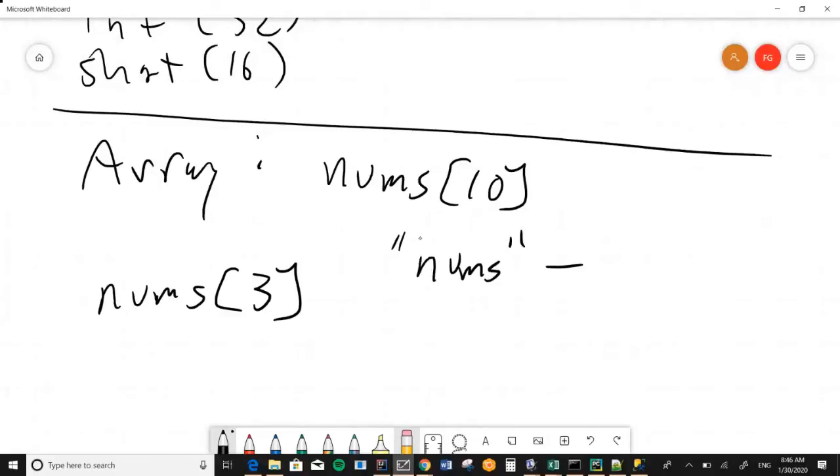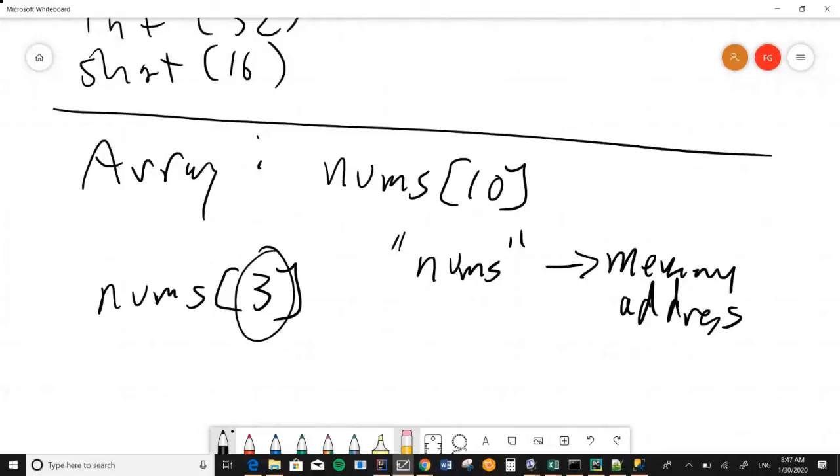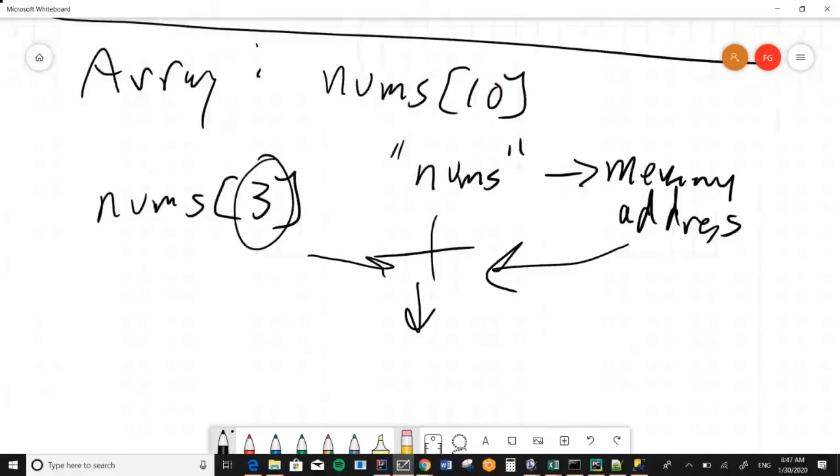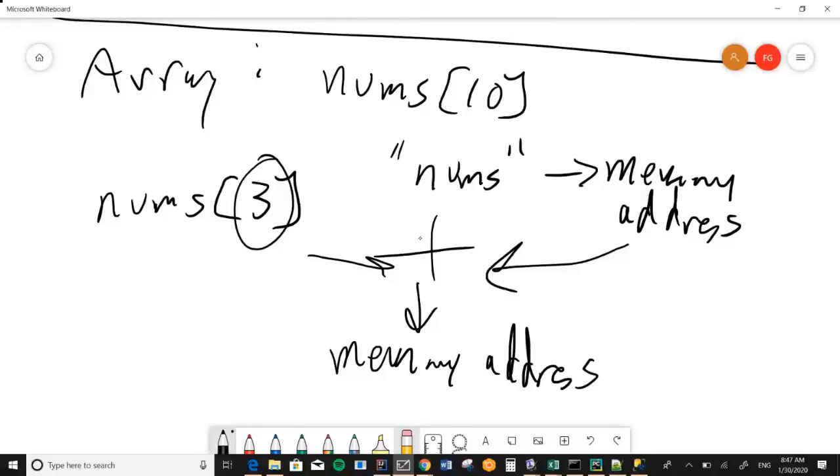Nums itself is simply a memory address. It's a memory address that is the start of the consecutive block of addresses we got when we performed the allocation. So this 3 is something that we just add to that baseline memory address to produce the memory address that contains the data that we're storing or looking for. That's all an array really is.